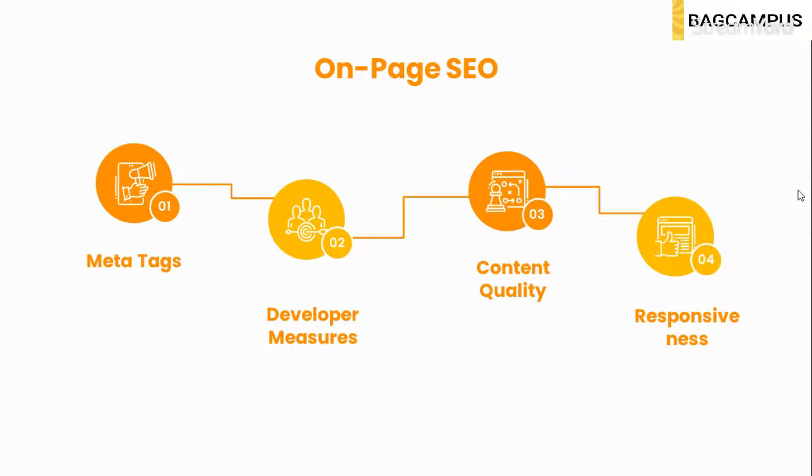Responsiveness means your website should be available on various types of platforms like Android, iPad, tablet, or Windows. It should not be affected by the screen size. Then content quality: you should improve your content quality and make your content as good as possible.